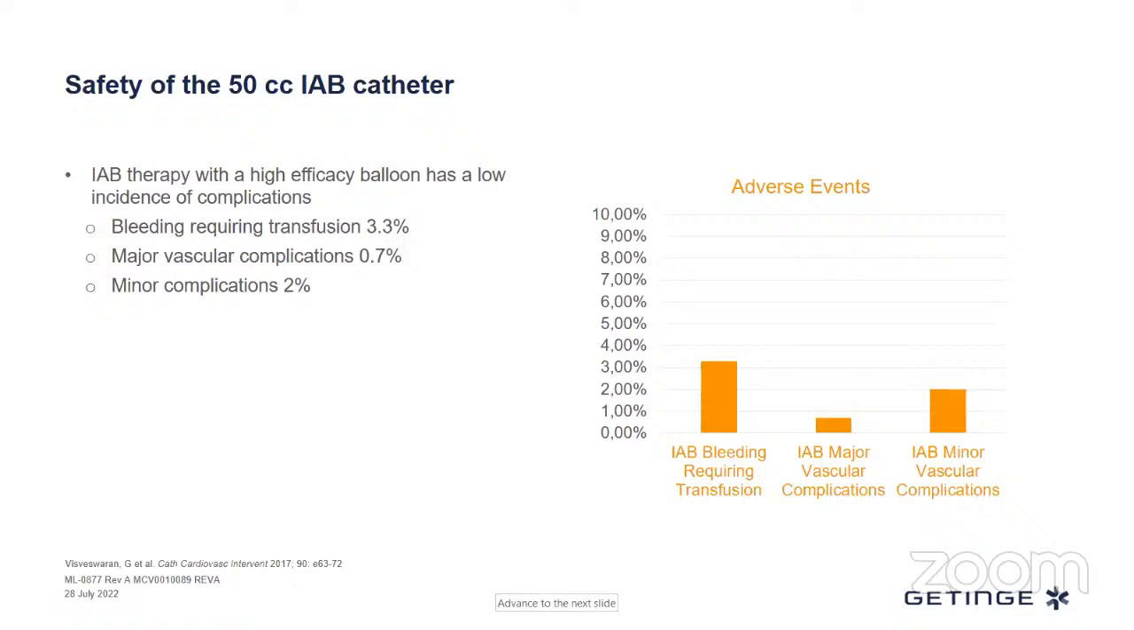The 50 cc is an 8 French catheter. And if you compare that to our smallest catheter, a 7 French, that's our Sensation. And regular balloons like the Linear is a 7.5 French.